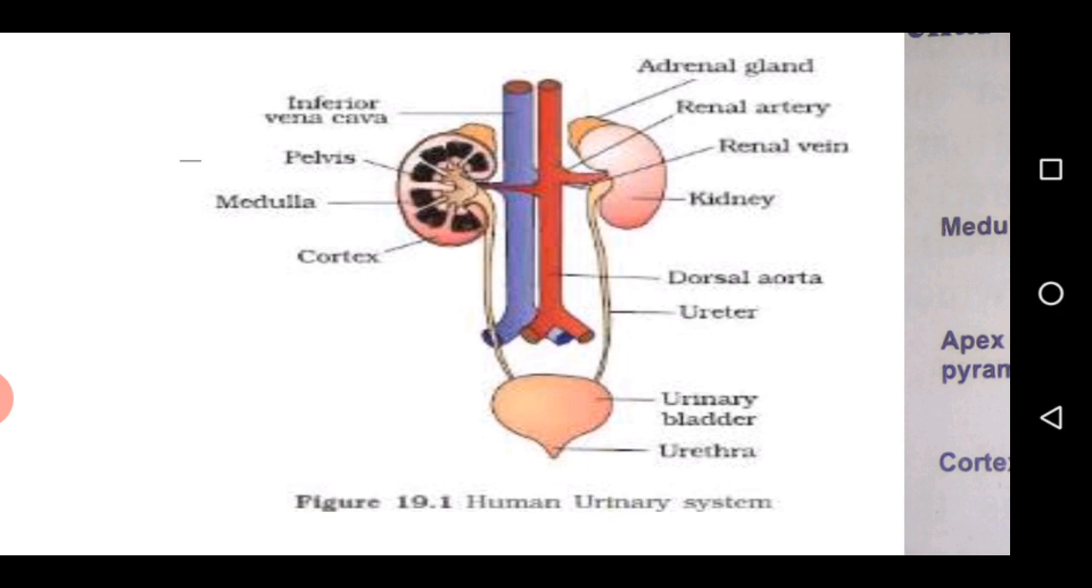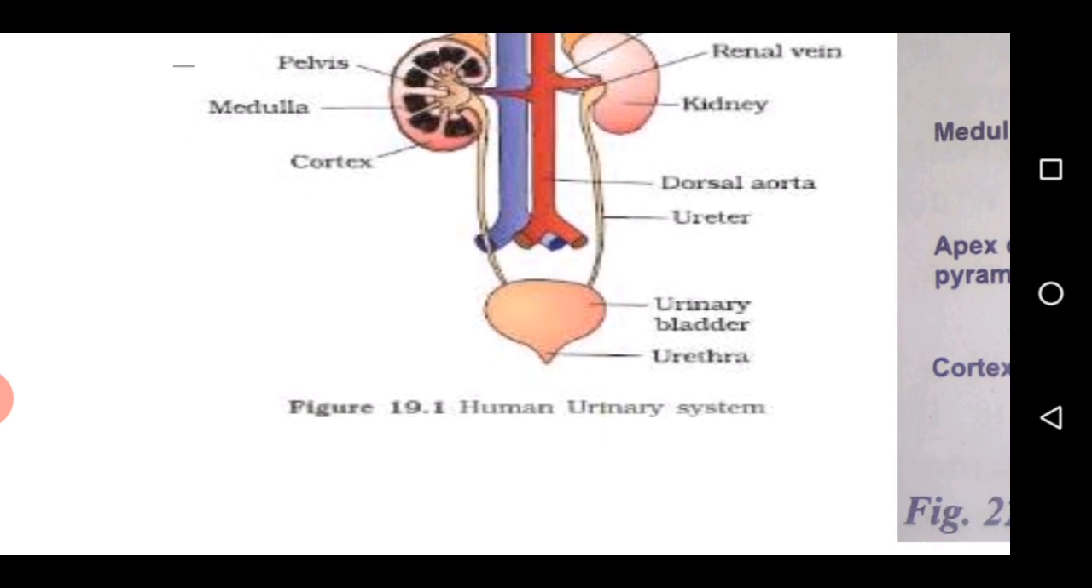The cross section of the kidney is shown at that side. As you can see the region of the pelvis, followed by the medulla. No, the cortex is the outer. And we have the cortex followed by the medulla. Then we have the pelvis. The cortex, the medulla, the pelvis.